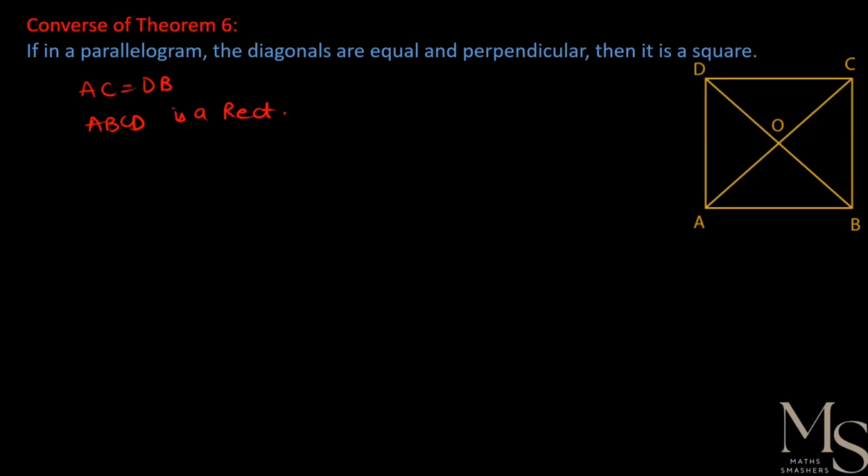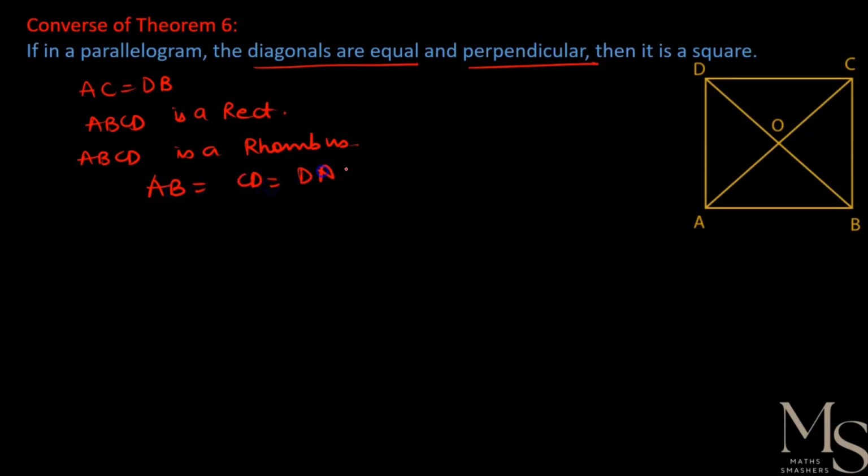नाउ और क्या है? सिंस जो डायगोनल्स हैं वो परपेंडिकुलर भी हैं, इन्होंने पहले ही बोल दिया कि डायगोनल्स इक्वल हैं और परपेंडिकुलर भी हैं. अगर परपेंडिकुलर भी हैं, दैट मींस ABCD इज अ रोम्बस. रोम्बस भी हो गया वो, ठीक है. अगर ये रोम्बस है, दैट मींस AB इज इक्वल टू CD इज इक्वल टू DA इज इक्वल टू CB, ठीक है. आपस में साइड्स भी इक्वल होंगी. अगर ये सारी साइड्स भी इक्वल हैं, ये रेक्टेंगल भी हो गया, ये रोम्बस भी हो गया, सारी साइड्स भी इक्वल हैं, दैट मींस क्या हुआ?